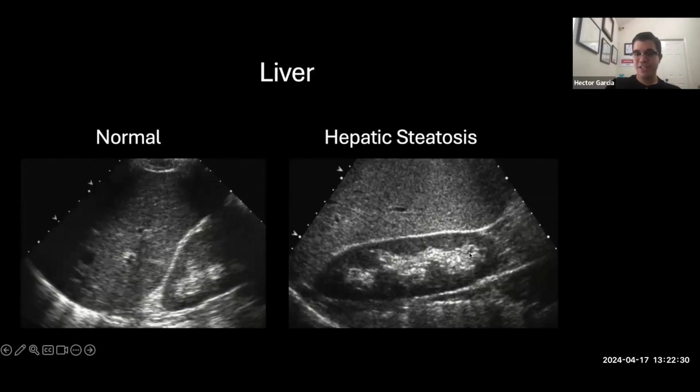Right here. This is the kidney, and this is the renal sinus, which is in white. The reason the renal sinus is white is because of the fat surrounding the renal sinus. So just remember that the takeaway point in hepatic steatosis is that the liver becomes more hyperechoic, or brighter, than the renal parenchyma.